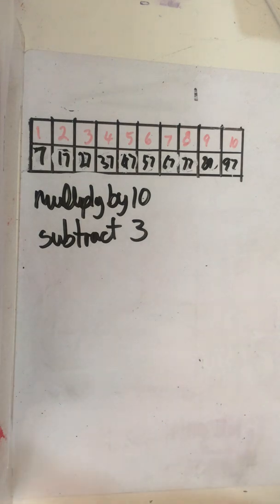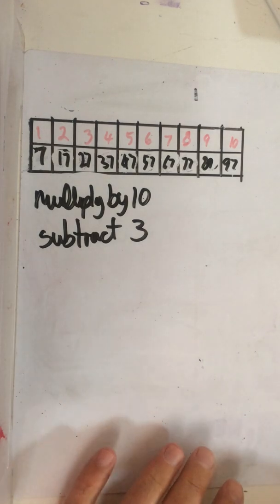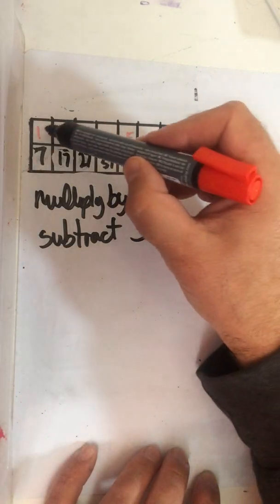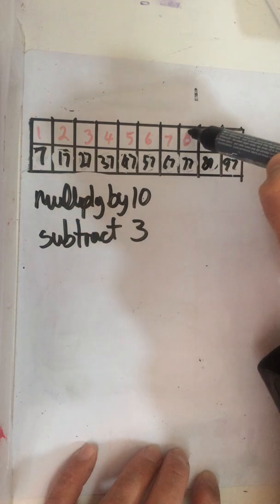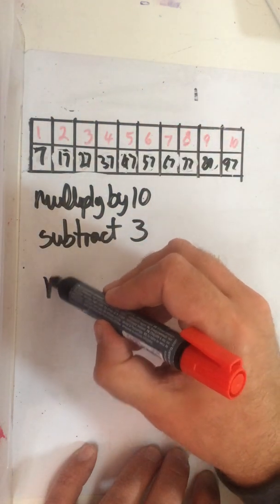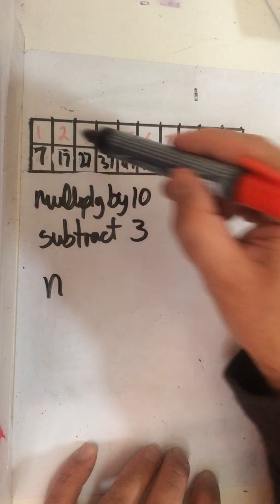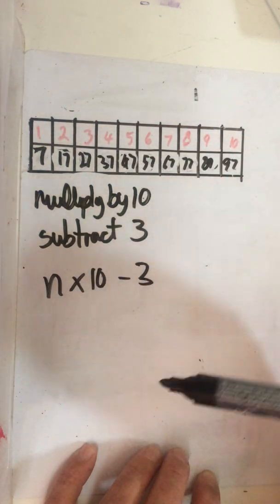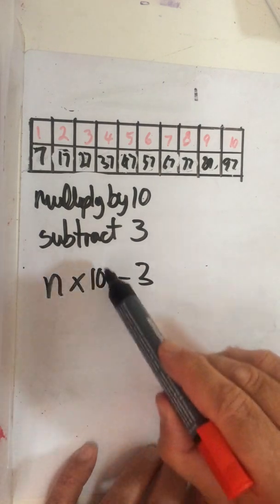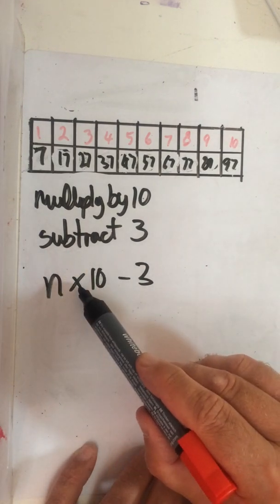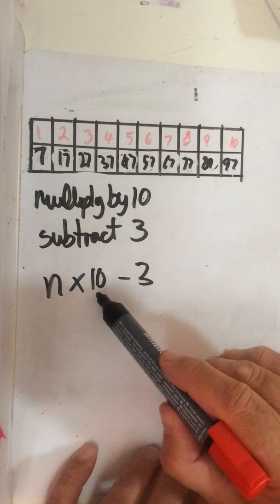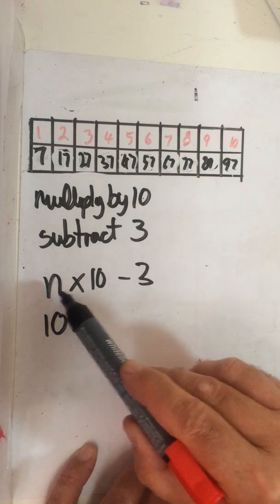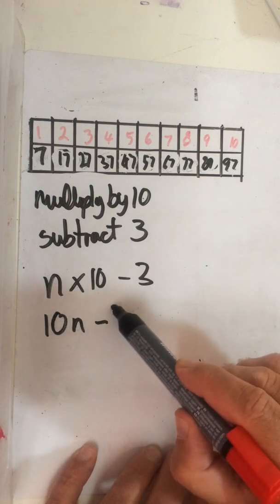Now again, we have to write that as an algebraic expression, as an algebraic formula. We know these are our numbers that we're starting with, so this is n. What are we doing to this number? We are multiplying it by 10, and then we are taking away 3. Now remember, we don't need the times sign, and we put the number first, so this becomes 10n. Instead of n times 10, it becomes 10n minus 3.